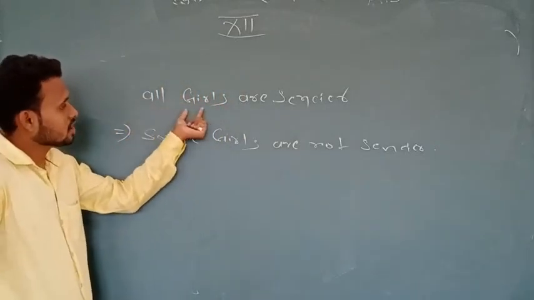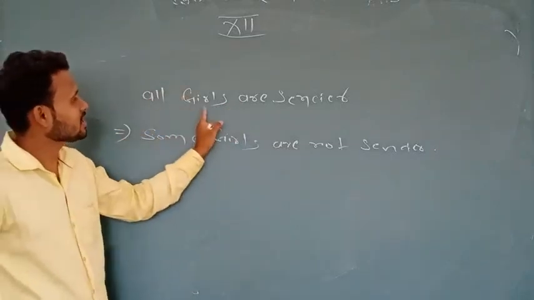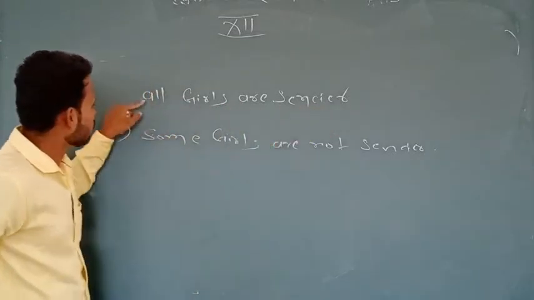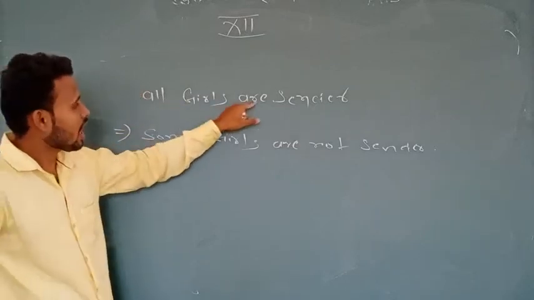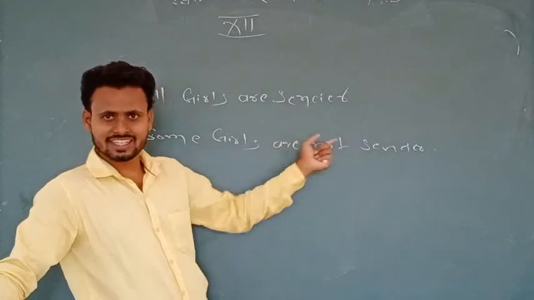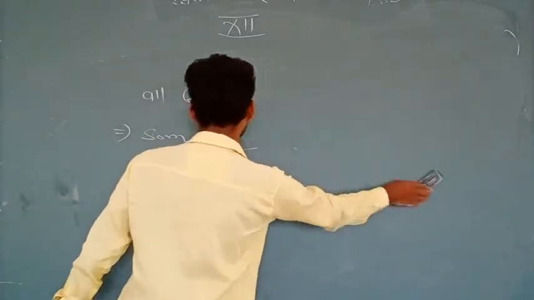The statement is that all girls are sincere. Therefore in place of all we replace some, and then just take the negation of that statement. Therefore what will come? In place of all we replace some here: some girls are not sincere. We get the negation of that statement.